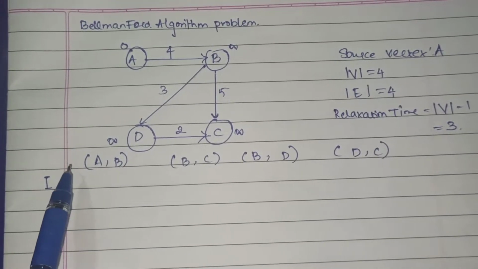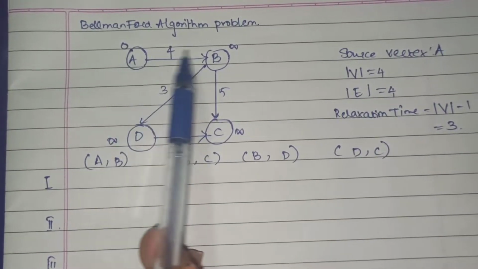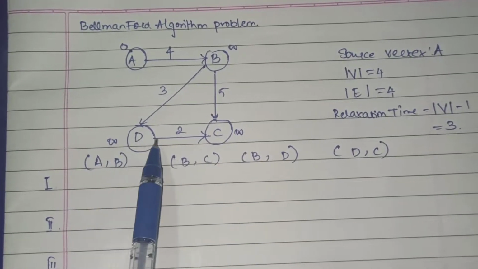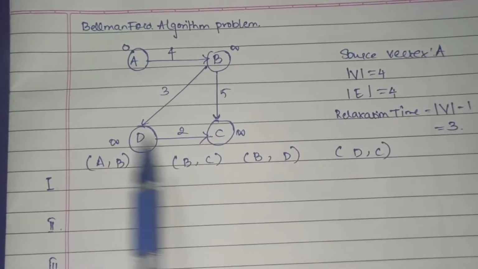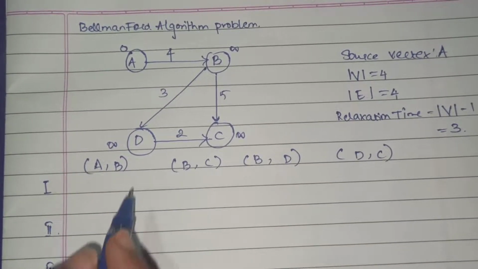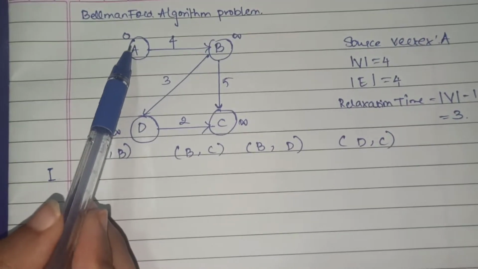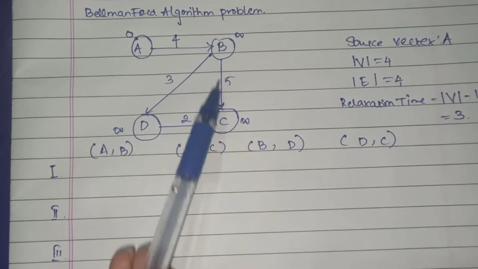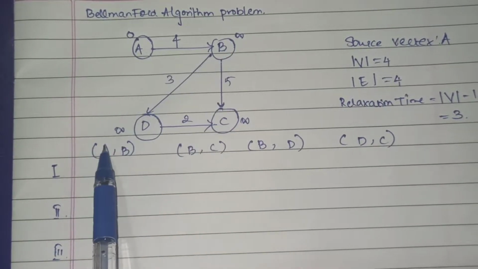So firstly list out all the edges in the graph, that is A to B, B to C, then you have B to D, then you have D to C. So these are the edges that you have found in the graph. After which you have to initialize the source vertex to be 0 and all the other vertices to be as infinity.